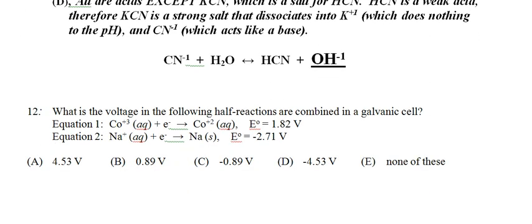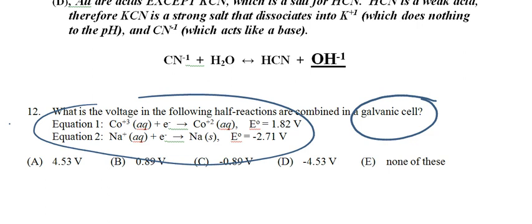Alright, number 12. What is the voltage when the following half reactions are combined in a galvanic cell? Remember, a galvanic cell is always looking for the most positive voltage, so it can be spontaneous. And remember that one of these has to be oxidized while the other is reduced. So both of these half reactions currently are reduction reactions. So we have to flip one of these, but we don't flip both of them.